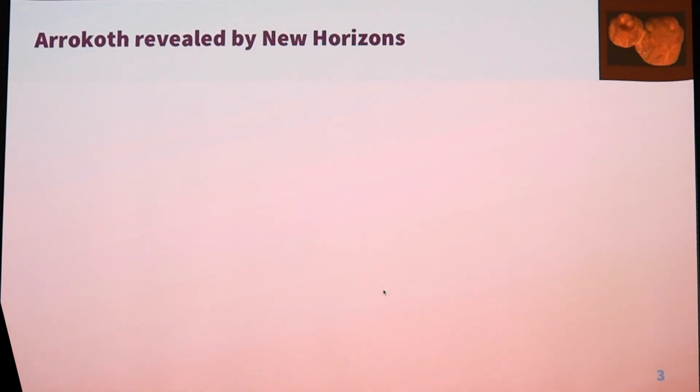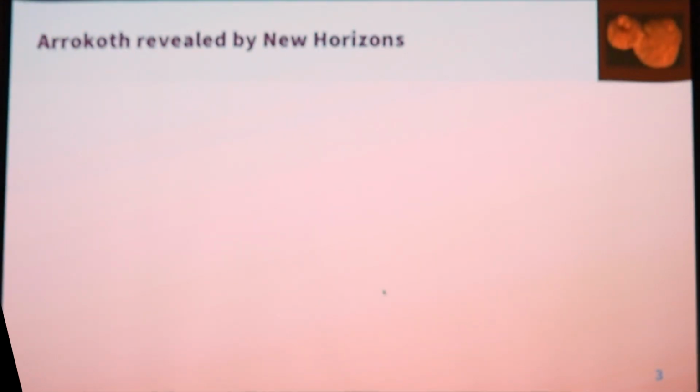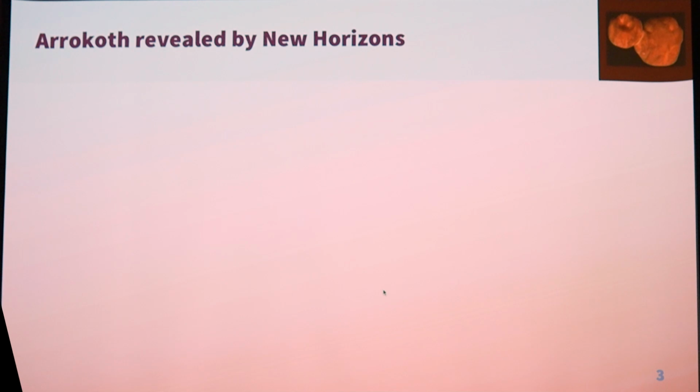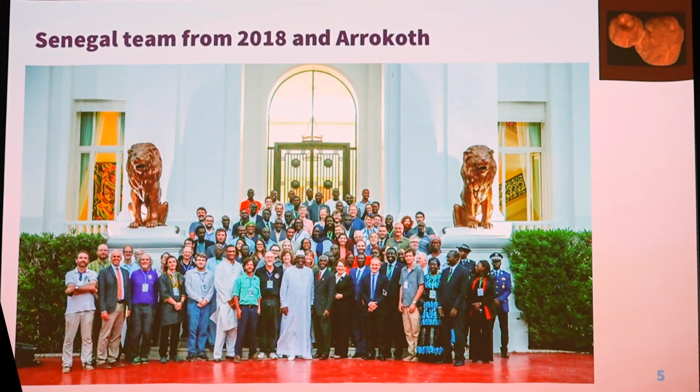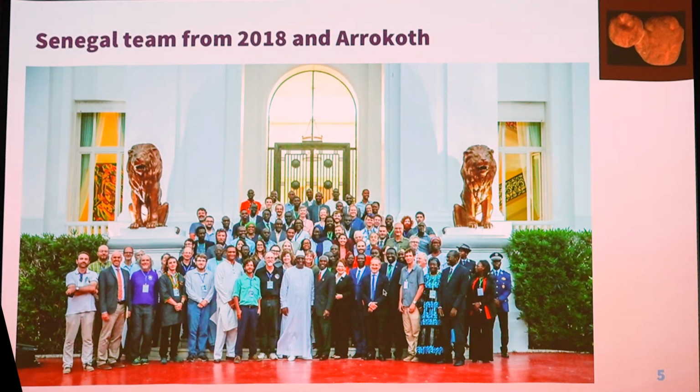And while it would be nice to get a really big survey of these cold classical objects with spacecraft, that's just not financially reasonable. Occultations are a much cheaper way to tackle this particular problem, but it's a lot of work. So here's the team, and that back picture's clipped off at the top. This is a very large team that it took to get those few data points to show that contact binary shape. A year later, we had a different team in Senegal that helped confirm the contact binary nature of this object.